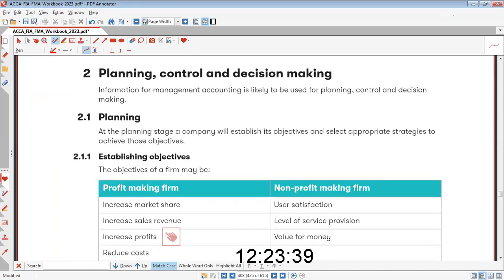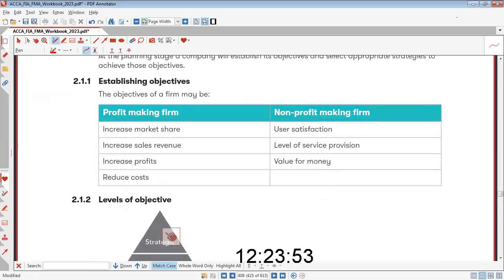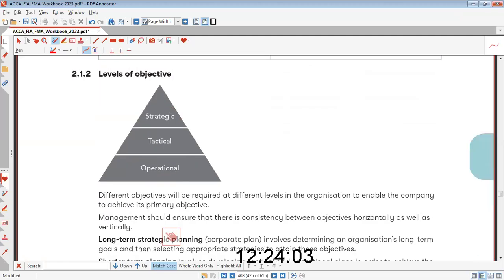So then after setting objectives, we go to planning, control, and decision making. I think that's what we have been doing. We're planning, you set the budget, how you're going to achieve various items. For example, the objectives of profit-making institutions: increase market share, revenue, reduce costs. So the objective levels can vary: either strategic, tactical, or operational.